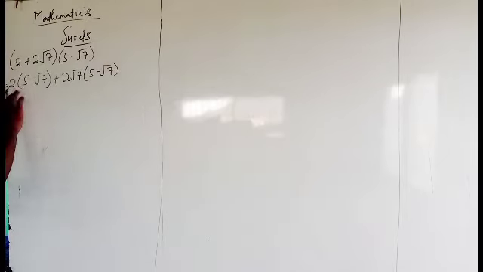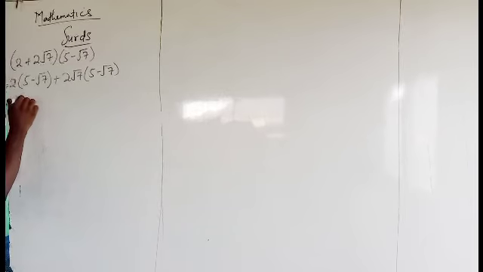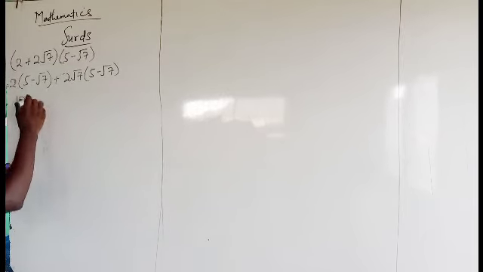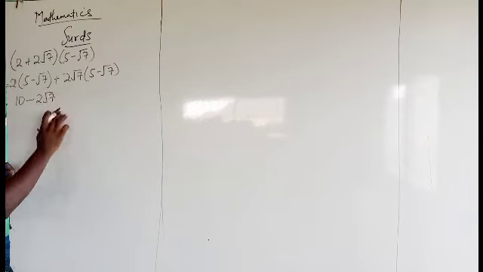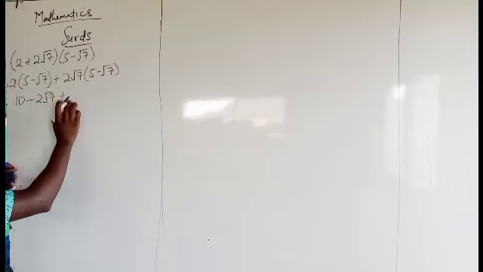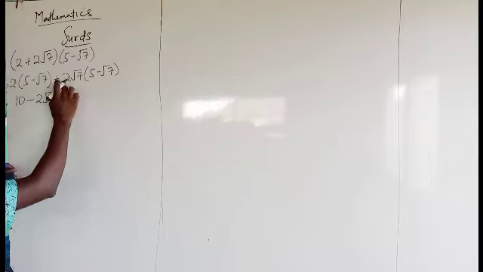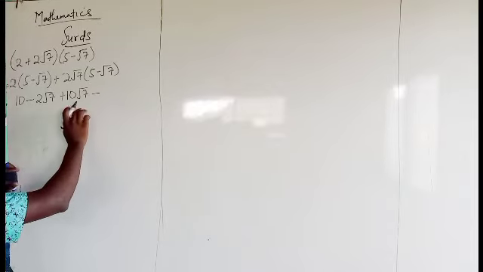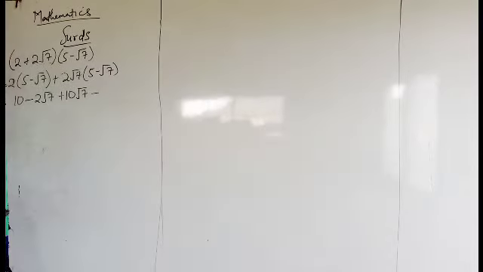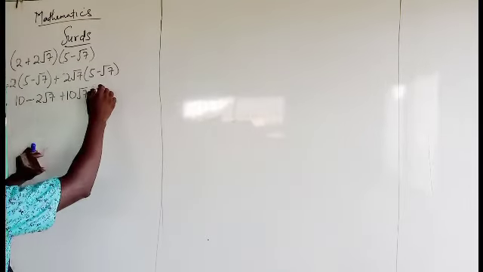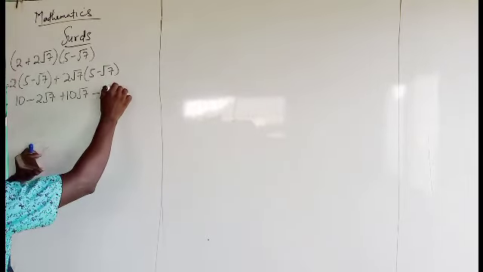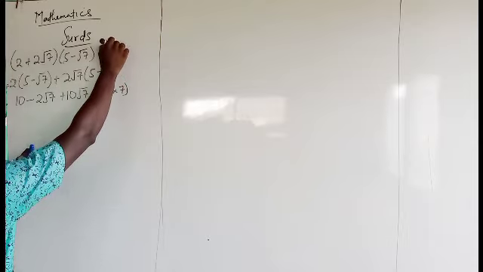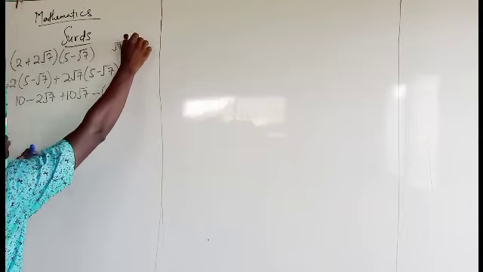So let's multiply. So 2 times 5 gives 10, minus 2 times root 7 will give you 2 root 7, plus, now let's multiply 5 times 2 root 7, that will be 10 root 7, minus, now this will be 2 root 7 times root 7, alright, so this will be 2 times 7.